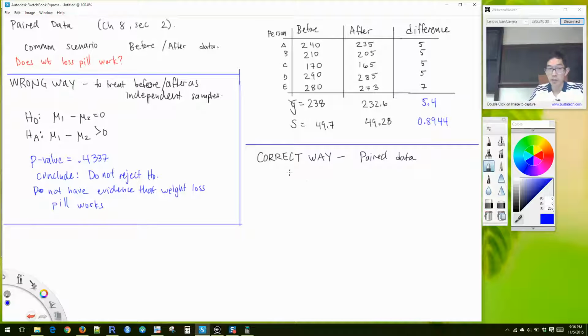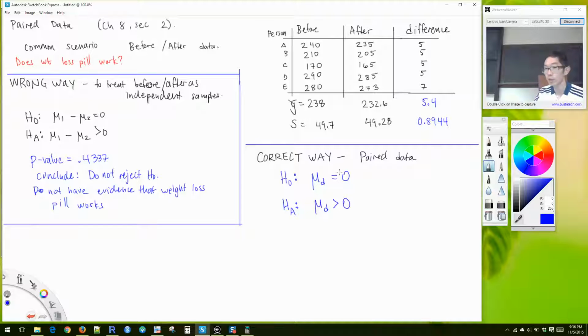Okay. Here my null hypothesis and alternative hypothesis are actually different. My null hypothesis here is the mean difference is equal to 0. Maybe I'll just write lowercase d. And then the alternative is that the mean difference, because we have a directional alternative, is greater than 0.